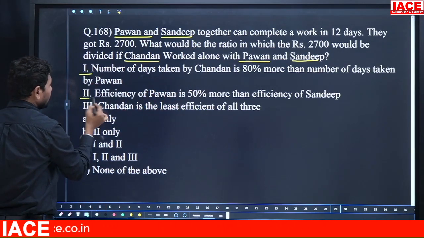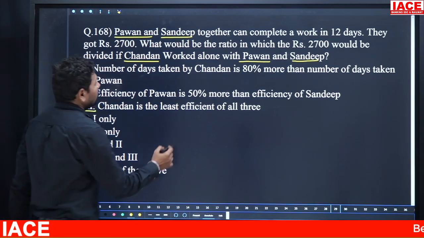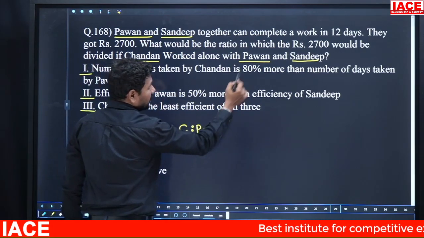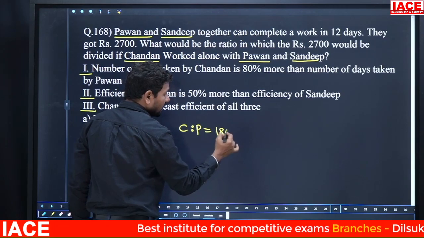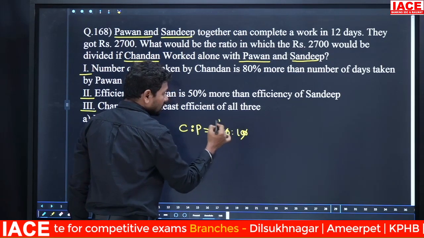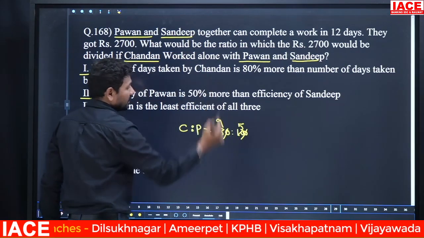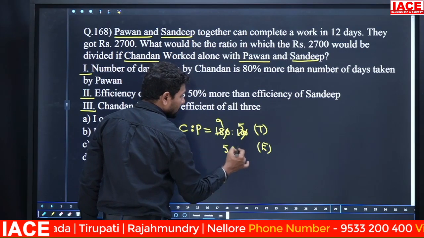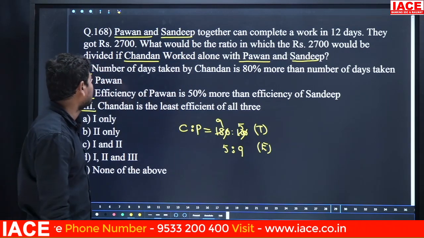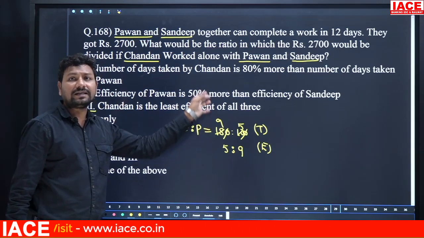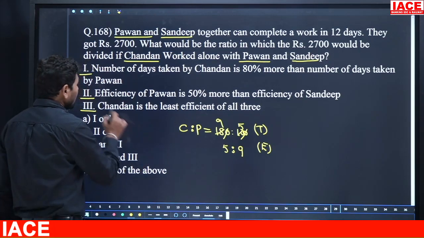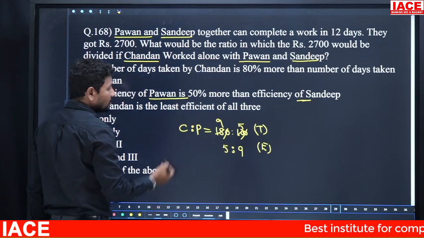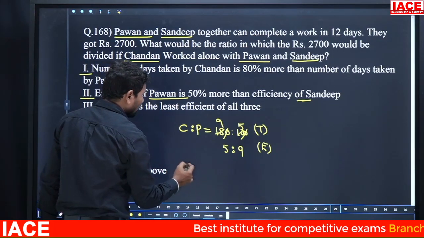Look at statement 1, statement 2, statement 3. Statement 1: the number of days taken by Chandan relative to Pawan, what is the ratio? 80% more. 80% more means the ratio becomes 180 to 100. The zeros cancel, 2 nines and 2 fives. This is the number of days. The time ratio is 9:5, which means the efficiency ratio is 5:9. If we have the efficiency, you can easily distribute the money. And next, the efficiency of Pawan and the efficiency of Sandeep is how much percentage more? 50% more. Now they mention Sandeep also. Sandeep, then Pawan and Sandeep.